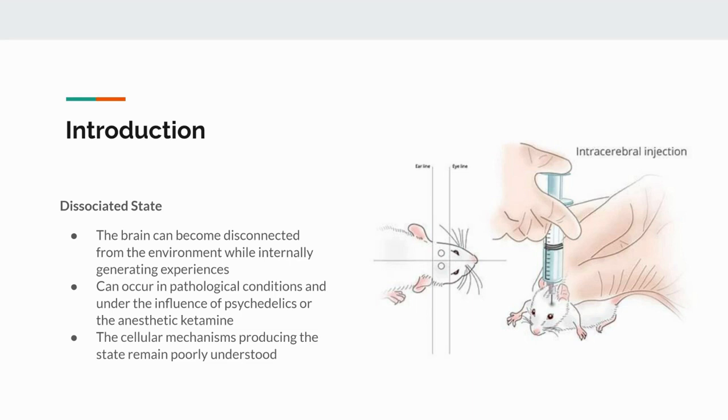Basically, the brain can become detached from the environment and the body's sensory inputs while maintaining vivid, internally generated experiences. These can be caused by dissociative drugs, but can also occur naturally due to severe stress, trauma, and psychiatric disorders. The circuit and cellular mechanisms producing the dissociative state remain poorly understood, which is what this study aims to investigate.